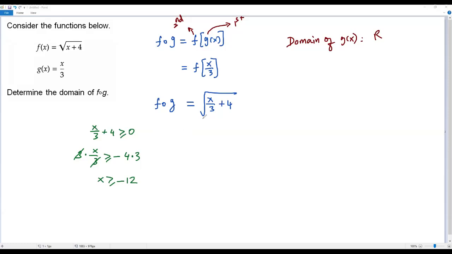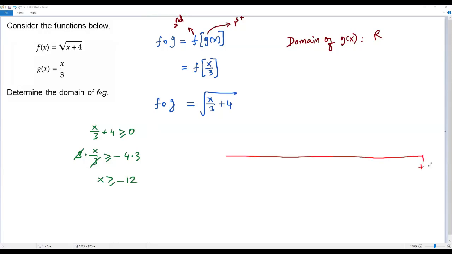Now I got the domain of the first function, that is all real numbers, and also the domain of the result of the composite function, that is x greater than or equal to negative 12. To conclude the domain of the composite function f∘g, we have to sketch both domains on the real number line and consider the common region. Now let me draw a real number line over here.